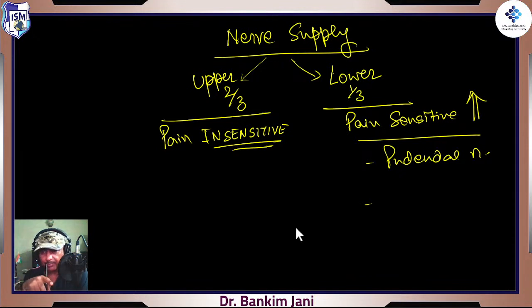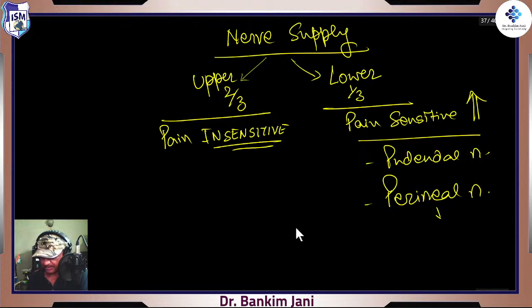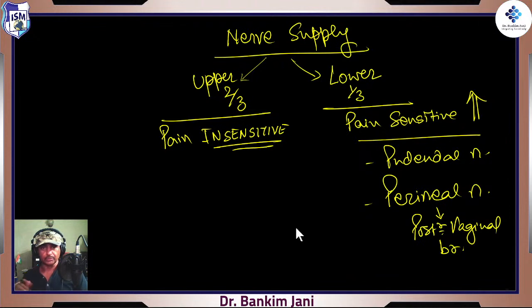Perineal nerve, that will be giving the posterior labial branches. So those posterior labial branches will be carrying the pain sensation. So we'll just write perineal nerve, but to be very specific, it would be the posterior vaginal branches, right? So this much is there.